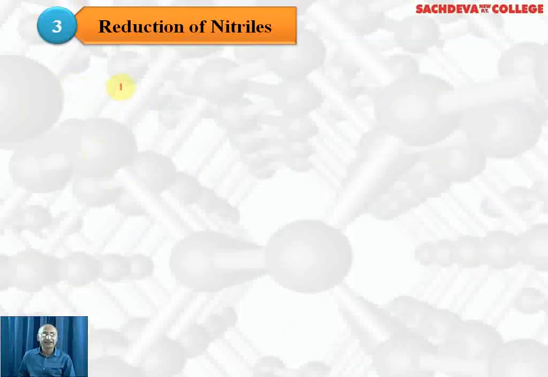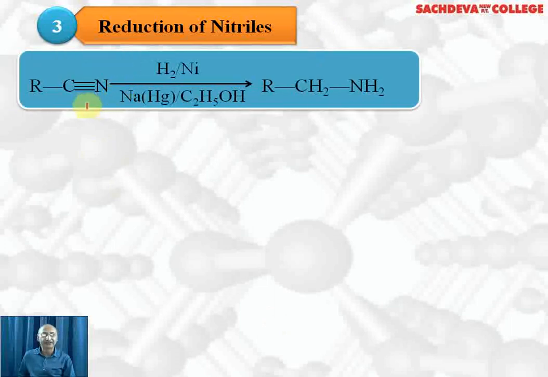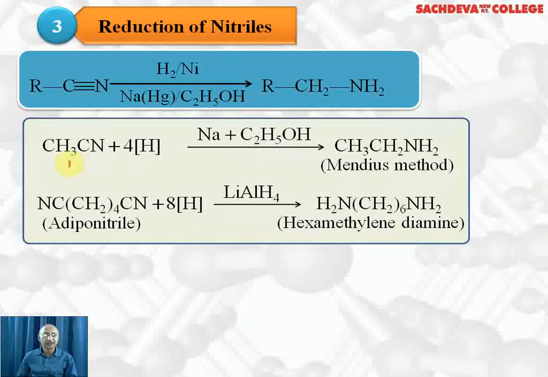Next, we are taking reduction of nitriles, or reduction of cyanides. RCN on reduction with hydrogen and nickel, or sodium amalgam and ethanol, we will get 4 nascent hydrogen, 2 we will give here, 2 we will give here, and the triple bond will change to single bond. We will get RCH2NH2. So alkyl cyanide on reduction gives primary amine.